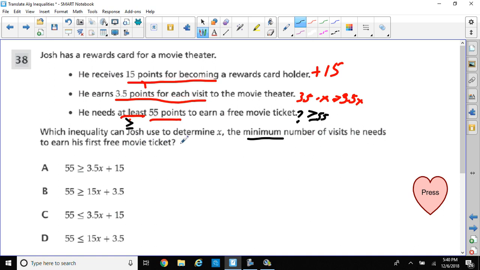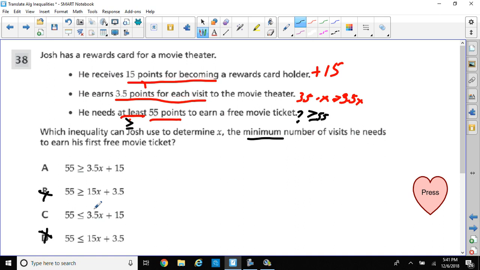All right, so we've got 15 points. So I know he needs plus 15. I'm going to look for plus 15, and automatically I'm going to get rid of choice B and choice D. Why am I getting rid of those? Because the 15 is being multiplied by x for some reason, and x was used for the number of times he visits the movie theater. That'd be 3.5 times the number x. So it's either going to be A or C.